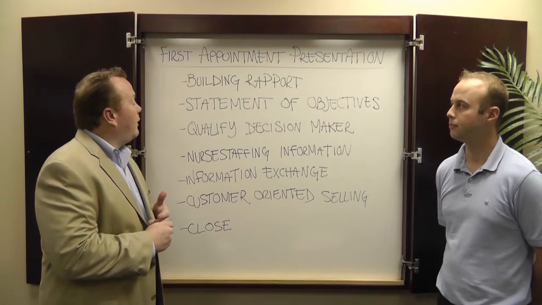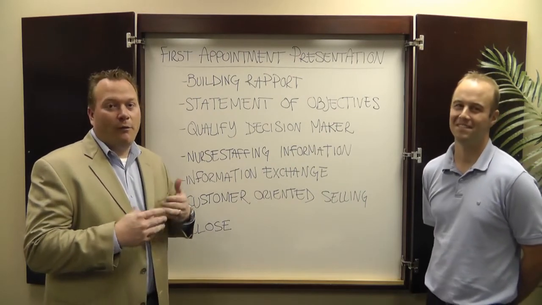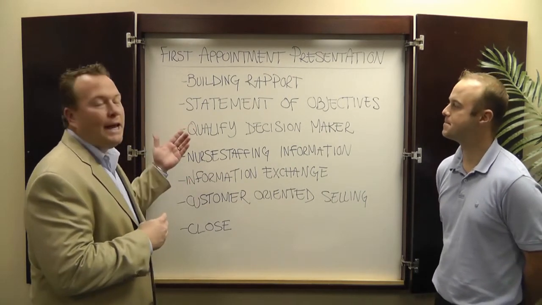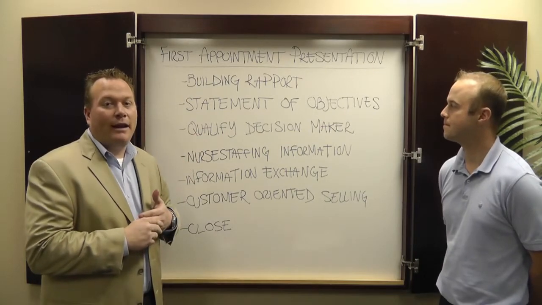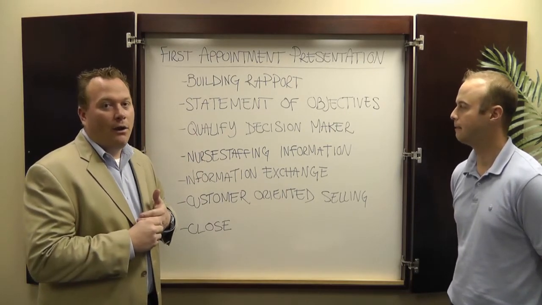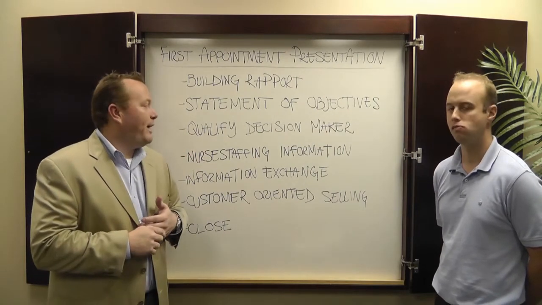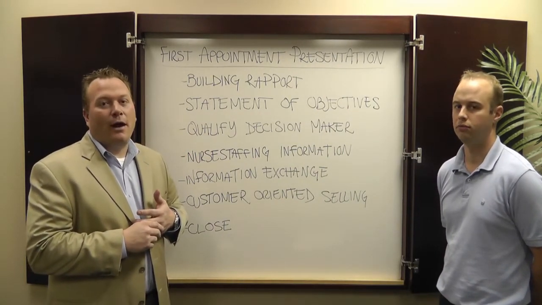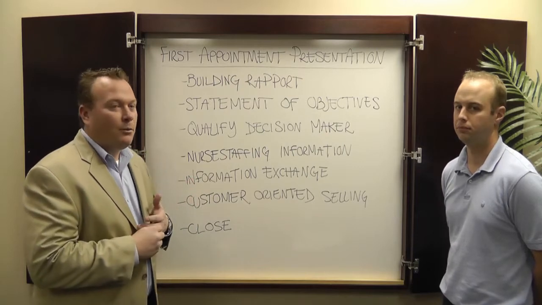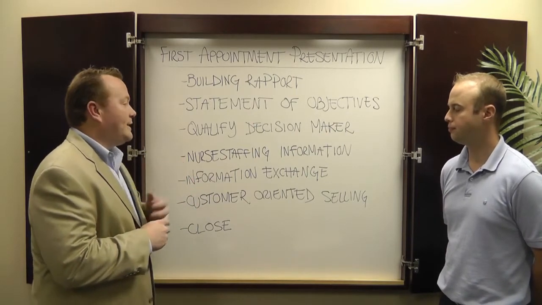This is actually where you are relationship building with the client from the very beginning. Step number 2 is your statement of objectives. This is where you're letting them know exactly why you're there and what the outcome will be, hopefully. Number 3, qualify the decision maker. This is where you're making sure you're talking to the correct person, you're not wasting your time. It's an important step.